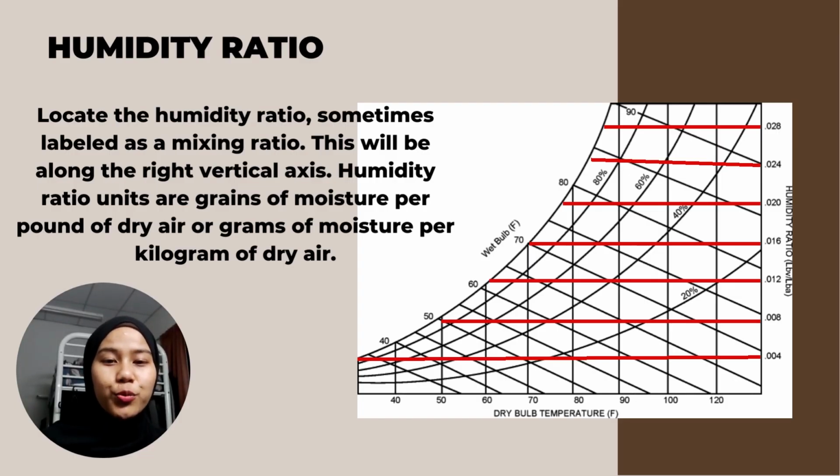How to read the humidity chart? First, we must find the humidity ratio. Locate the humidity ratio, sometimes labeled as a mixing ratio. This will be along the right vertical axis. Humidity ratio units are grains of moisture per pound of dry air or grams of moisture per kilogram of dry air.